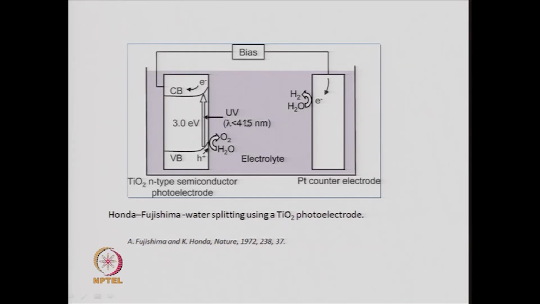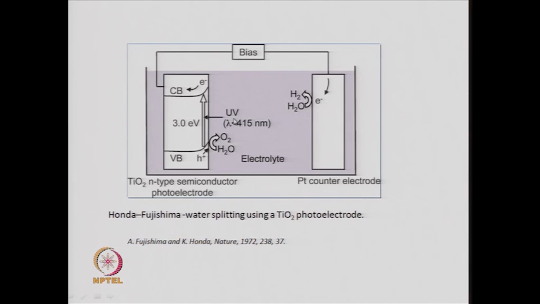In this electrode when you shine light, the light should have a wavelength less than 415 nanometers, because then only it will have energy more than 3.1 electron volts, and if this light has energy more than the band gap, then only it can produce electrons and holes. That means, an electron can be transferred from the valence band to the conduction band only when this light has energy more than the band gap, which is around 3.1 electron volts, and for that the light has to have a wavelength lambda less than 450 nanometers.